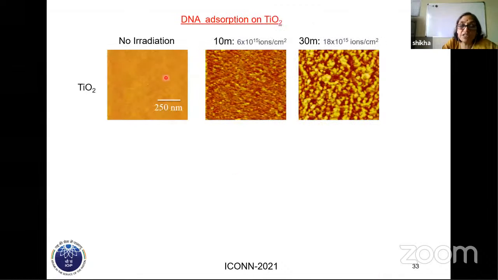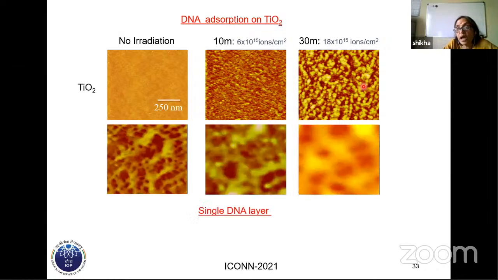So this is the clean TiO2 surface. This is after it has been irradiated at this fluence, 6 into 10 to the power 15, and this is 18 into 10 to the power 15. So this is without DNA. And now once we put DNA, this is what it looks like. It turns out in all these cases about one monolayer of DNA is sitting on these respective surfaces. Okay. And now you may ask why it doesn't look like coiled DNA.